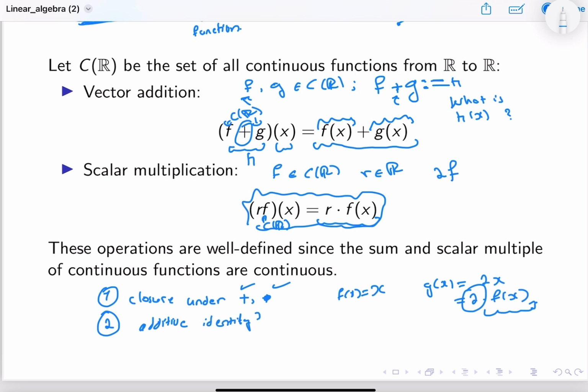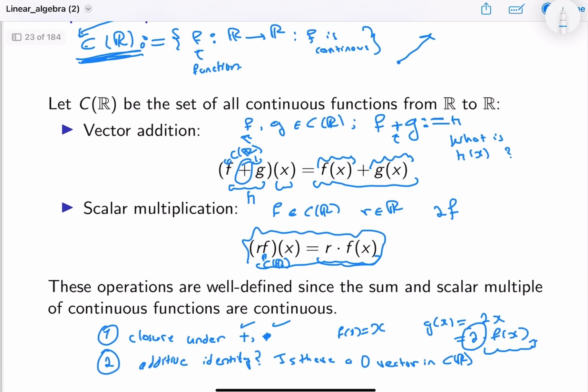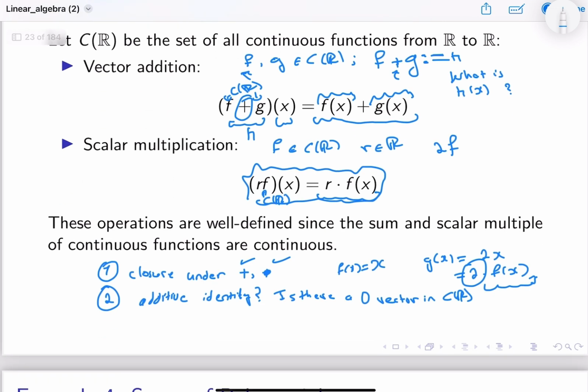In other words, is there a zero in R? Is there a zero vector in C(R)? Is there a function, in other words, because what are vectors here? These are functions. Is there a function which, when I add it to any other function, I get zero? That's the question. Well, of course there is, because if you take the zero function, what is the zero function?